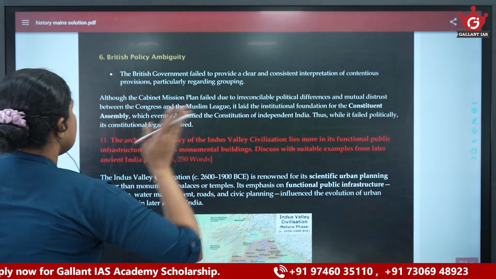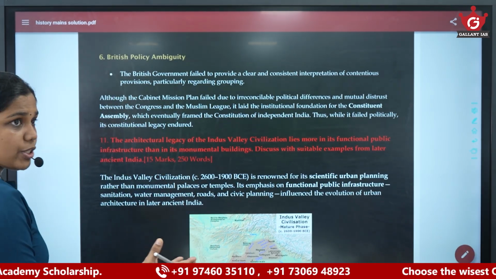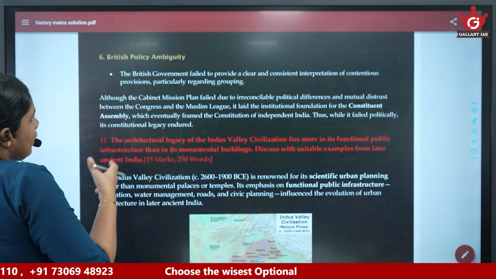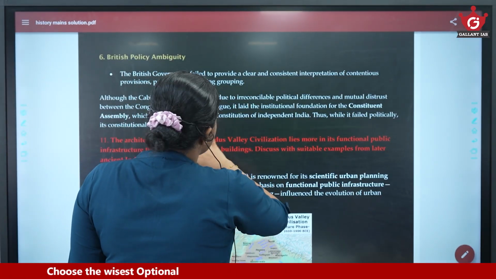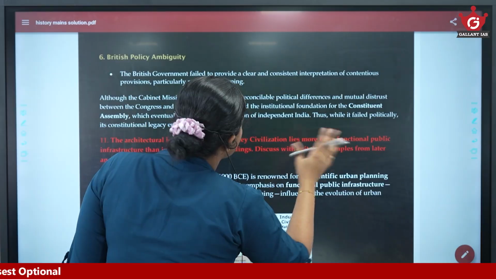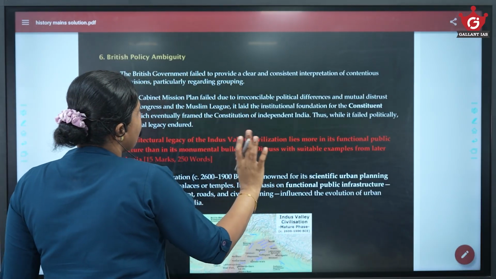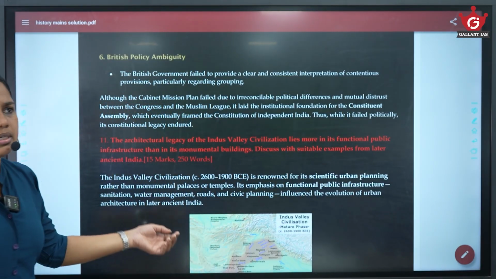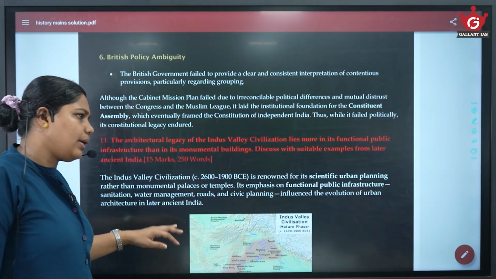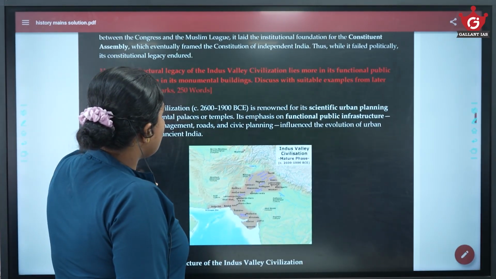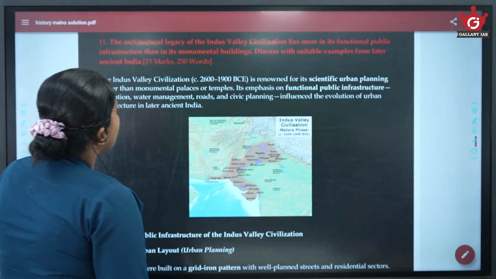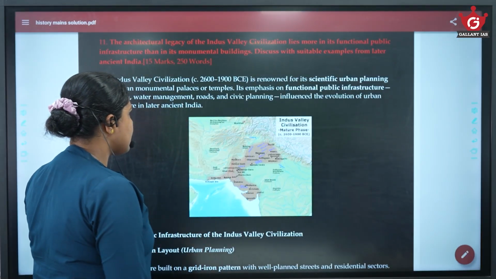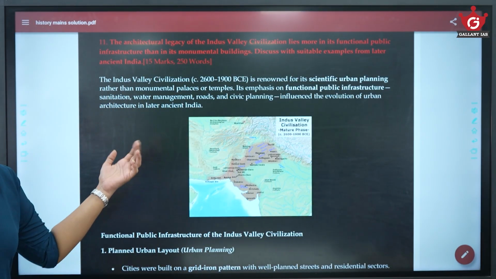And you can effectively conclude it. Although the Cabinet Mission Plan failed due to political differences and mutual distrust, etc., it laid the institutional framework for the constituent assembly, because our constituent assembly is basically from the Cabinet Mission Plan. That is the end of the 10 markers. Now we move to the 15 markers. You will be given 3 pages for this kind of question, and you have to give a decent answer in 250 words.